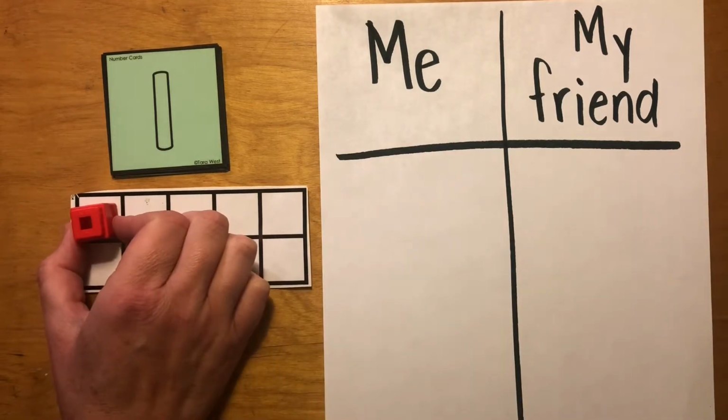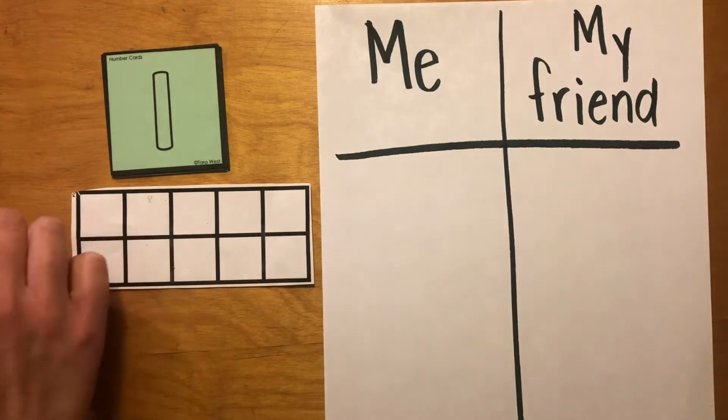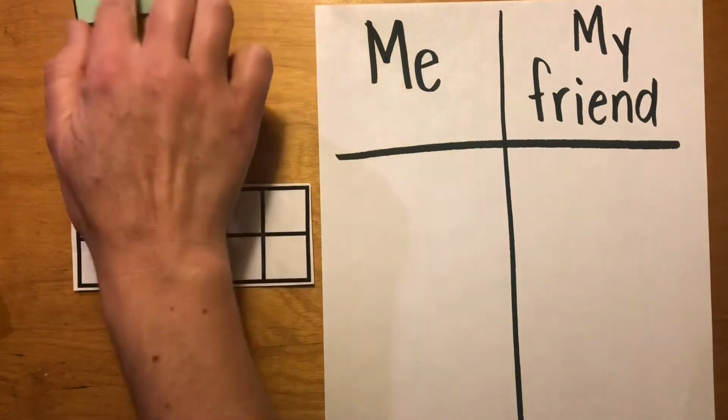Or I could say it this way. I could put it back here and say, I'm going to give the book to my friend. Is it fair now? Is it the same? Do we have the same amount? No. This makes it an odd number. They're different, or odd. So 1 is an odd number.